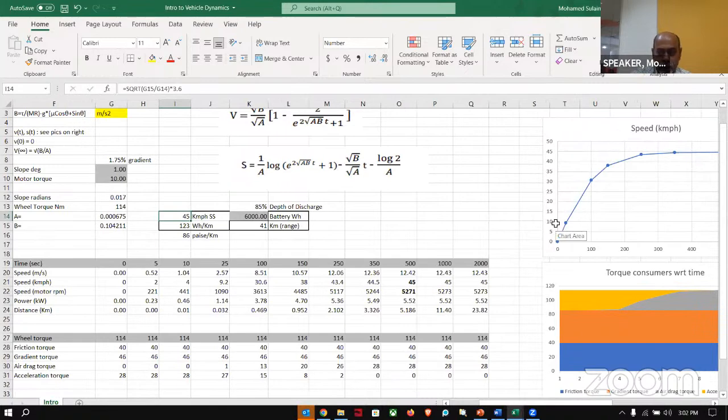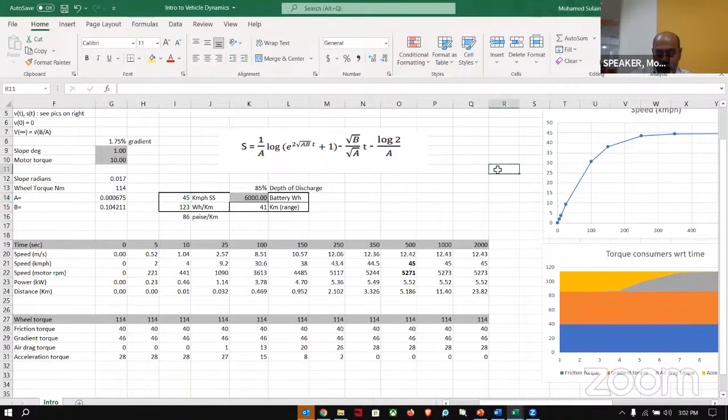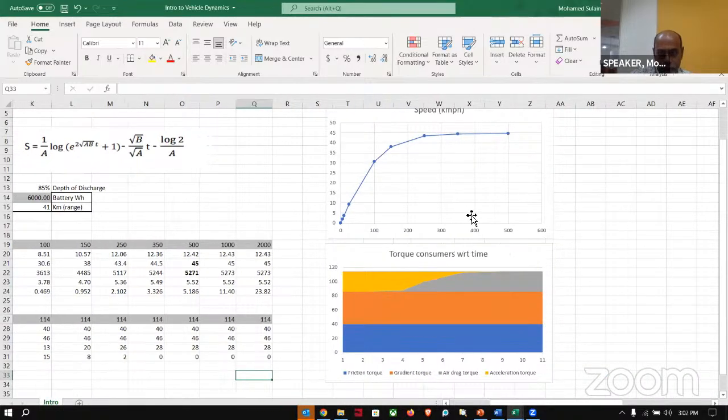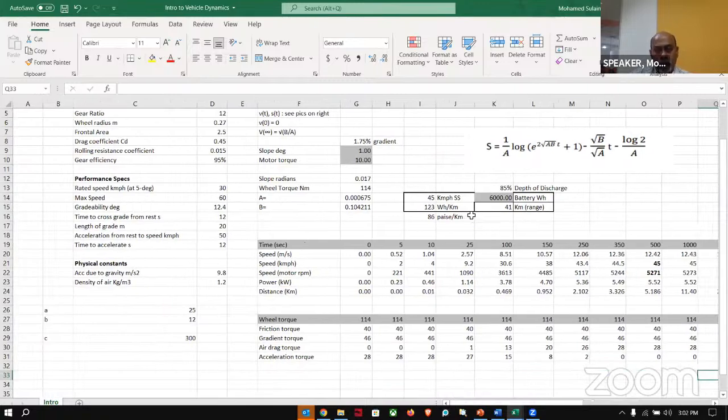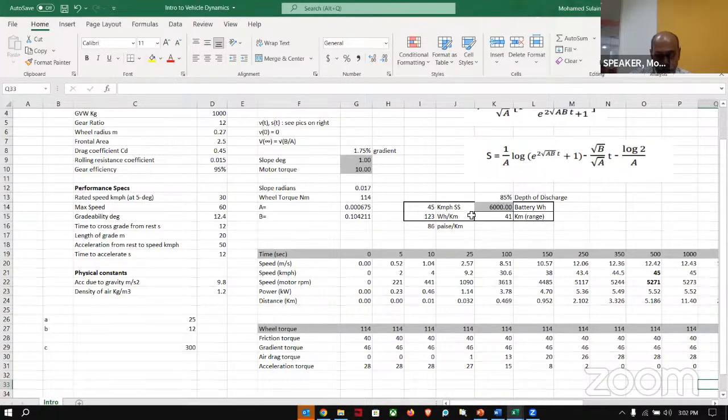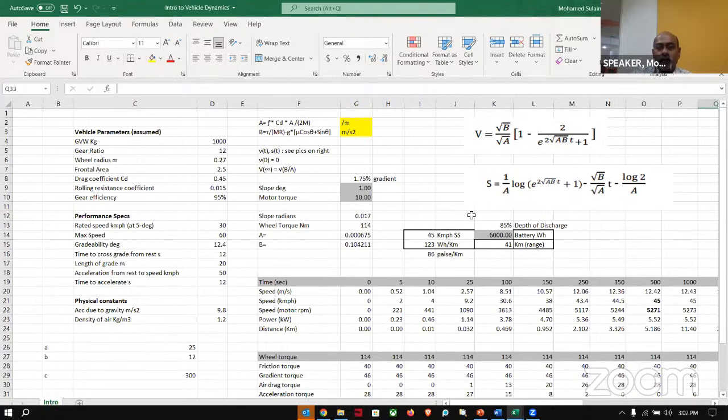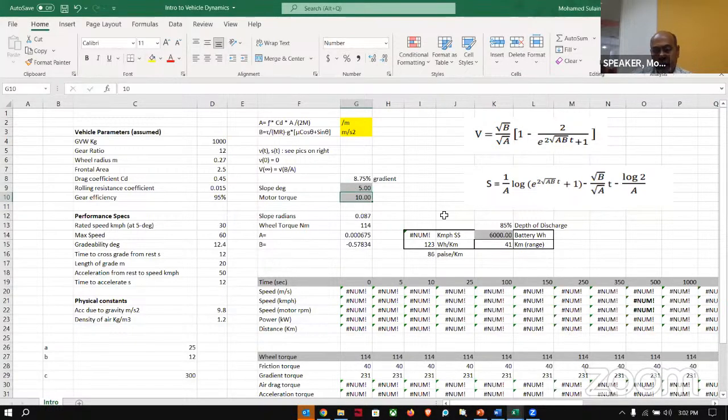And you can see all these effects reflected in the torque speed graphs. In all these graphs, you will see that all these things are playing out. And now the question is, if I want to go up a 5 degree slope, what should I do? So let me make this as 5 degrees. You will see that everything has collapsed because the torque is not enough to go up that slope.